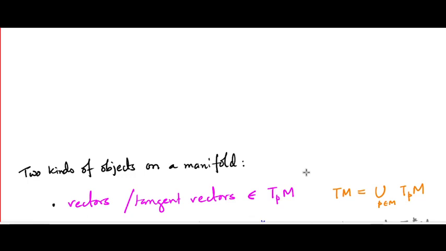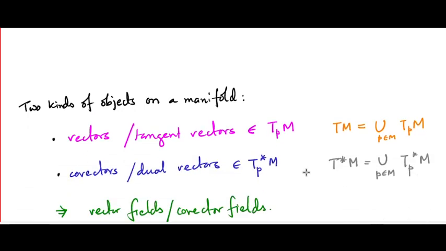In addition to vectors which live on the tangent plane of a manifold, you also have covectors, which are basically dual vectors, objects which map these vectors into numbers in a linear fashion. And such covectors, also known as dual vectors of course, together form a set called Tp star M. These are all duals to vectors at the point P. And the union of all the Tp star M's gives us what is called the cotangent bundle T star M.